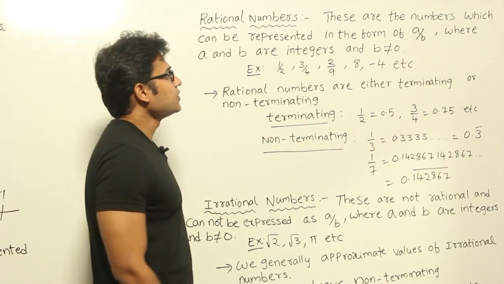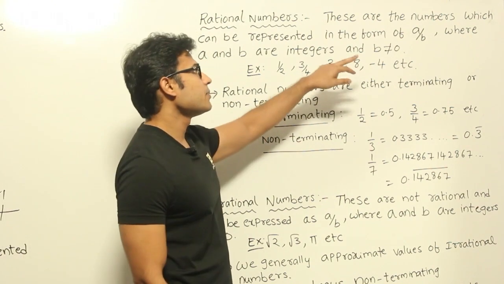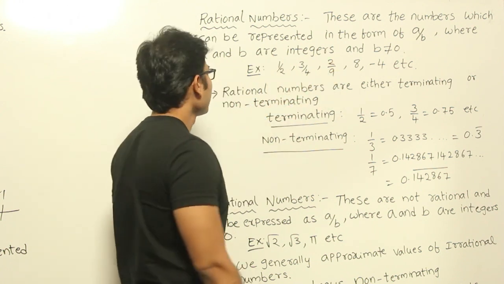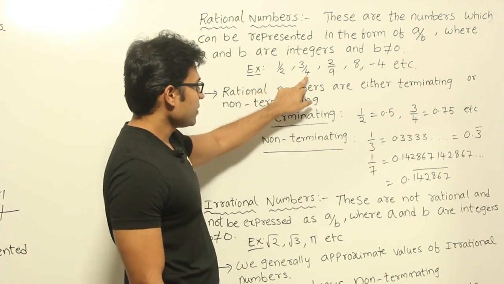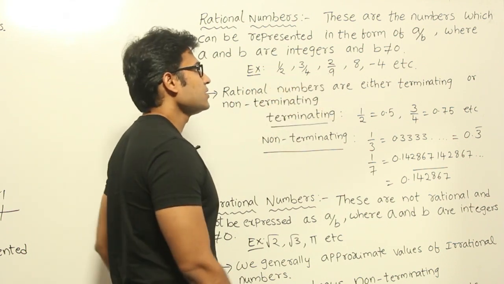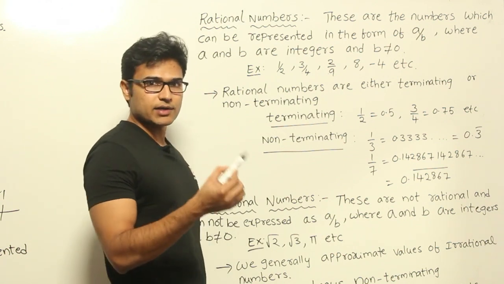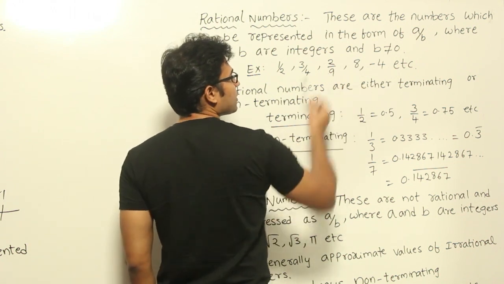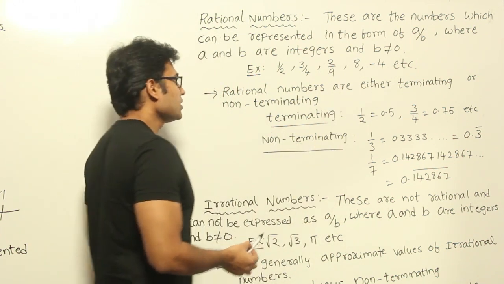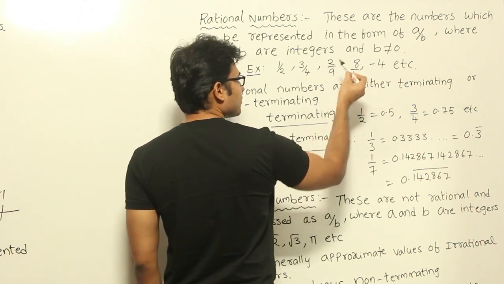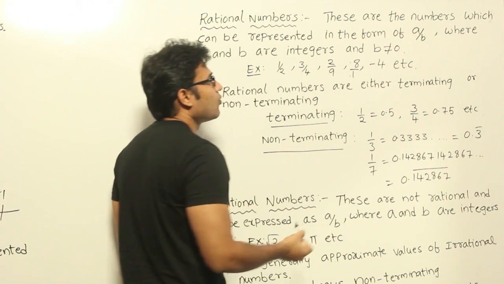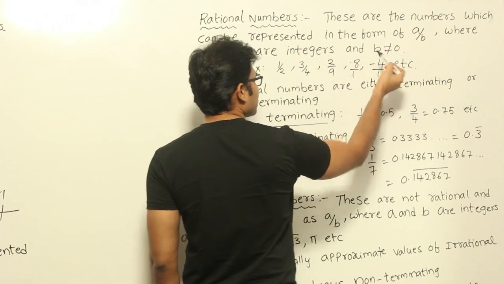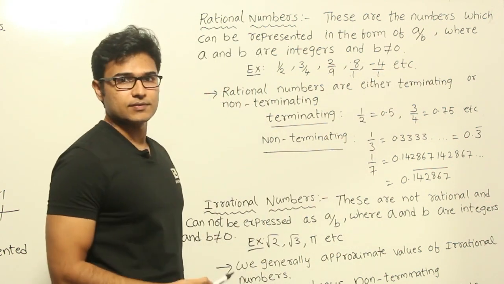Let's see rational numbers. These are the numbers which can be represented in the form of a by b, where a and b are integers and b is not equal to 0. For example, 1 by 2, 3 by 4, 2 by 9, 8, minus 4, these are all the numbers which I could write in p by q form. Now you might think how 8 is a rational number here. Even though it is written as 8, I could write it as 8 by 1, where 8 and 1 both are integers, that is the rule, okay? And minus 4 can be written as minus 4 by 1. So minus 4 and 1 both are integers, right?